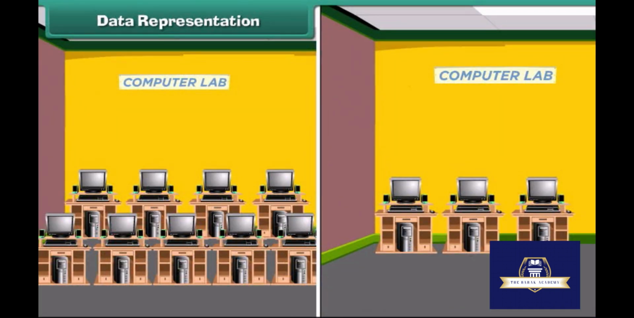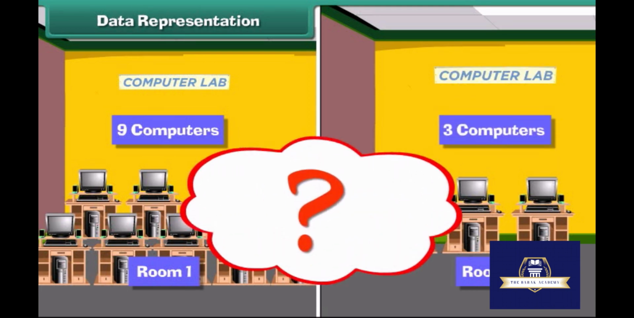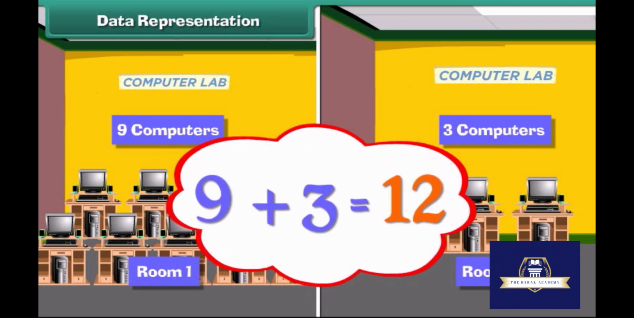Look at the diagram that shows the arrangement of computers in your computer school. Look at the plan and then answer the questions that follow. How many computers are there in room 1? There are 9 computers in room 1. How many computers are there in room 2? There are 3 computers in room 2. How many total computers are present in school? There are total 12 computers in the school.